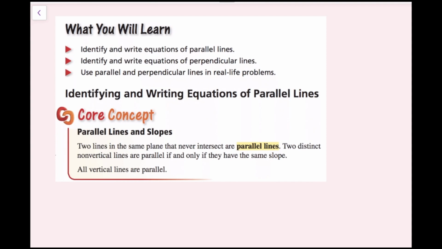Parallel lines and slopes. Two lines in the same plane that never intersect are parallel lines. Two distinct non-vertical lines are parallel if and only if they have the same slope. All vertical lines are parallel. Okay, so basically, if you know that two lines have the same slope and they are different lines, then they are parallel.